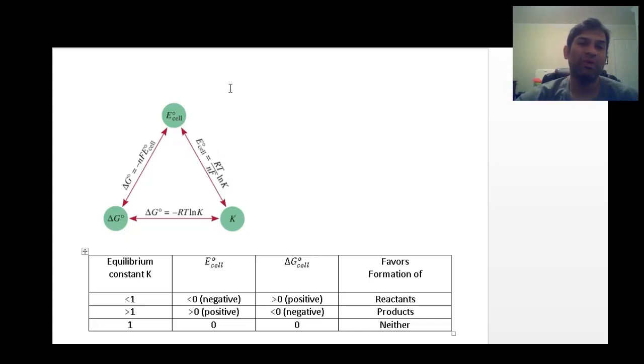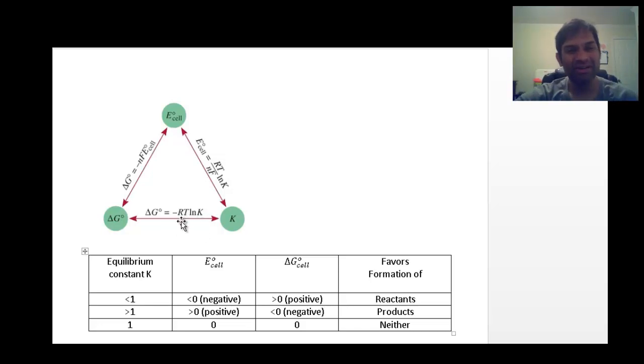So these are three equations in this triumvirate that relate the thermodynamic parameter delta G, the equilibrium constant K, and the standard state energy of the cell, E of cell. All of these are at standard state conditions, and these are the equations that relate one to the other. So if you know the equilibrium constant K, you should be able to get the Gibbs free energy.